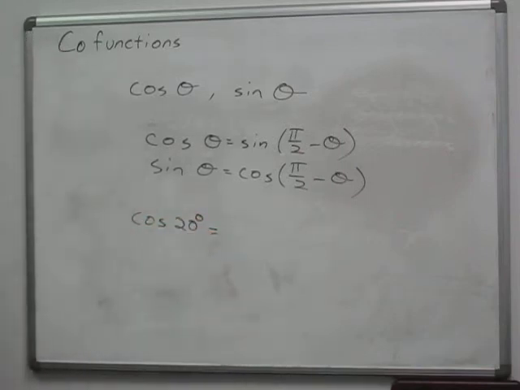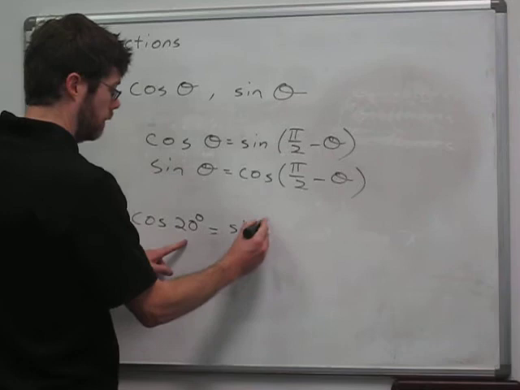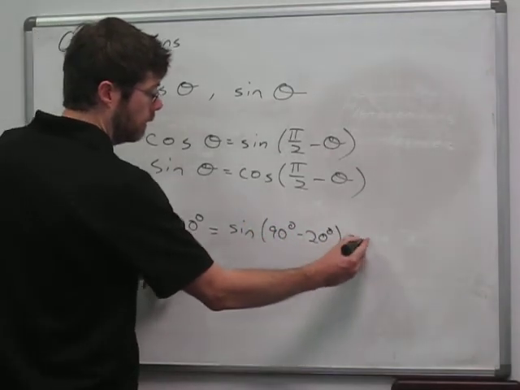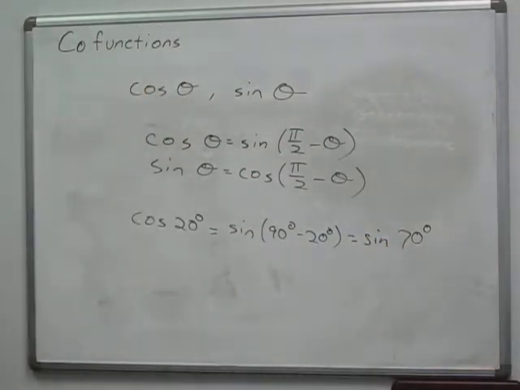where we rewrite the function in terms of its cofunction. So the cosine of 20 degrees is equal to the sine of 90 degrees minus 20, which is equal to the sine of 70 degrees.